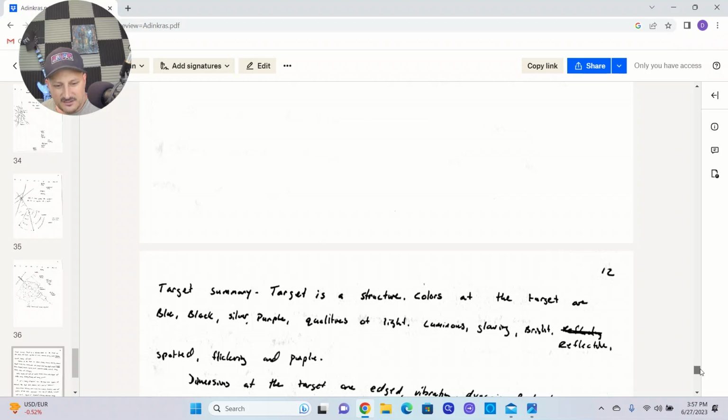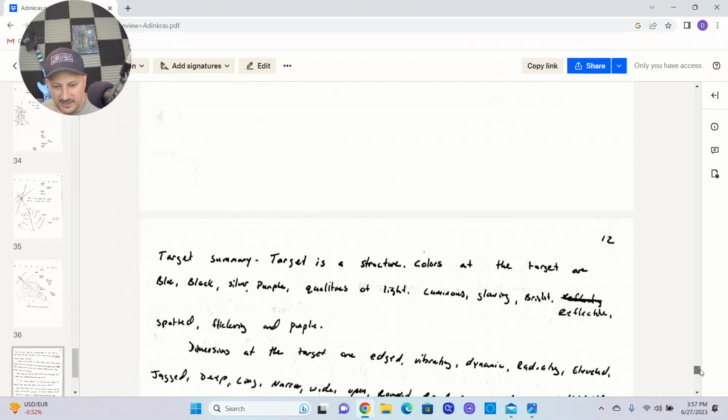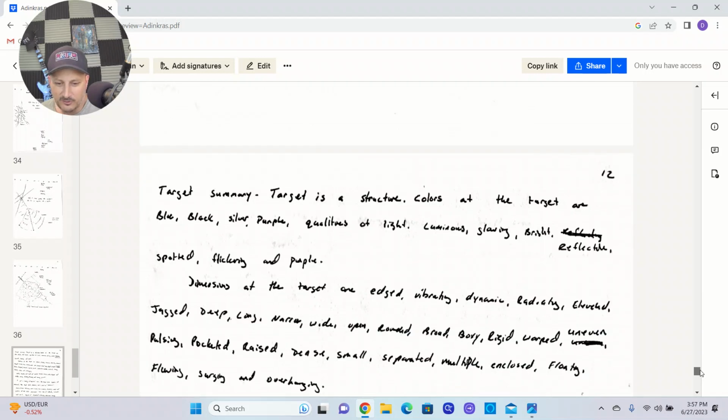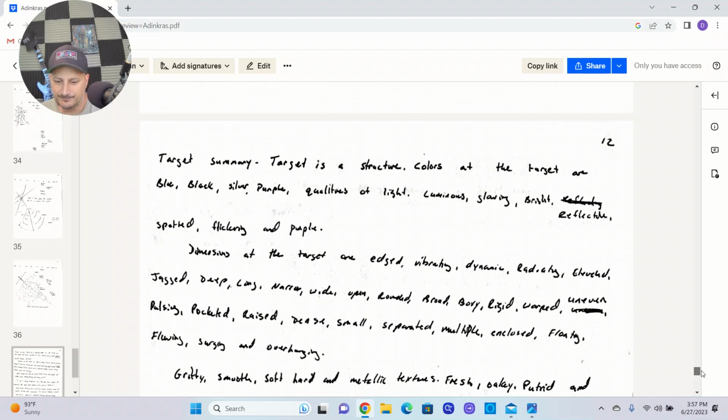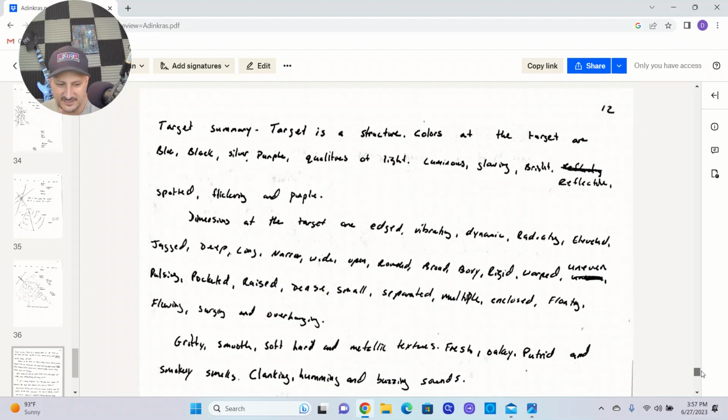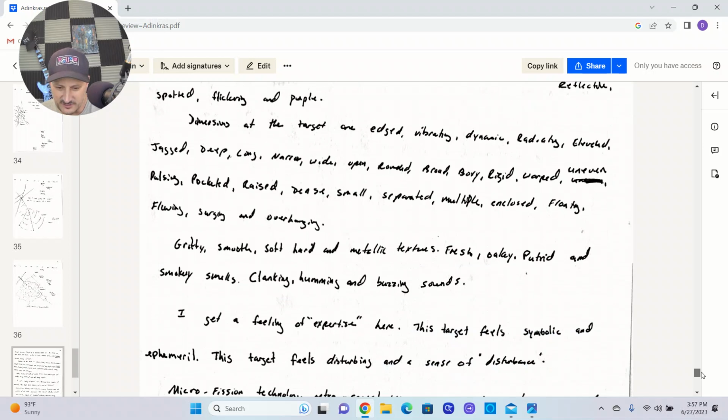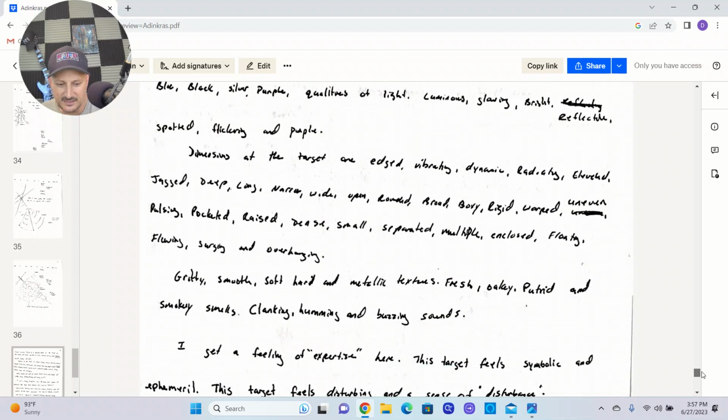Okay, summary. Target is a structure. Colors of the target are blue, black, silver, purple. Qualities of light: luminous, glowing, bright, reflective, spotted, flickering, and purple. Dimensions of the target are edged, vibrating, dynamic, radiating, elevated, jagged, deep, long, narrow, wide, open, rounded, broad, boxy, rigid, warped, and uneven. Pulsing, pocketed, raised, dense, small, separated, multiple, enclosed, floating, flowing, surging, and overhanging. Gritty, smooth, soft, hard, and metallic textures. Fresh, oaky, putrid, and smoky smells. Clanking, humming, and buzzing sounds.